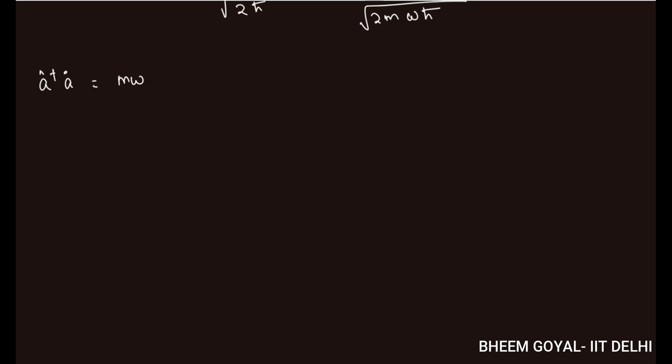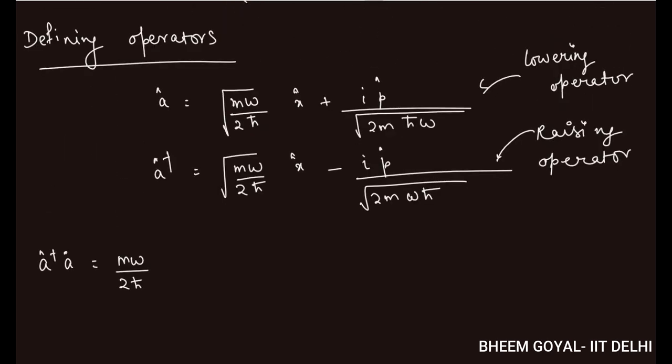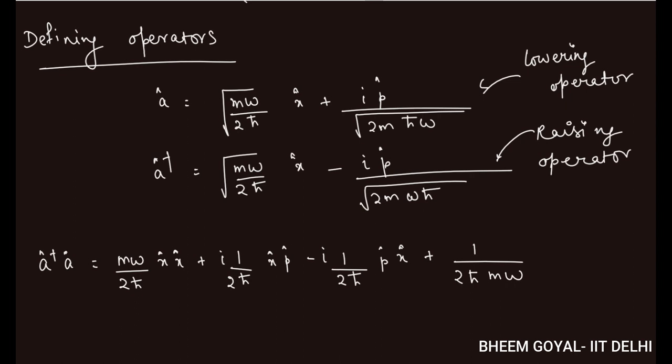We will get m omega over 2h bar. How will we do that? We just multiply a dagger with a. This will come out to be m omega over 2h bar x plus iota 1 upon 2h bar x p minus iota 1 over 2h bar p x plus 1 upon 2h bar m omega p squared. What I have done is just multiply these two operators.